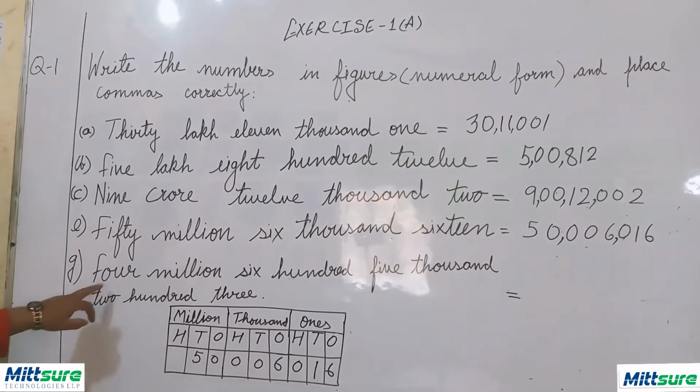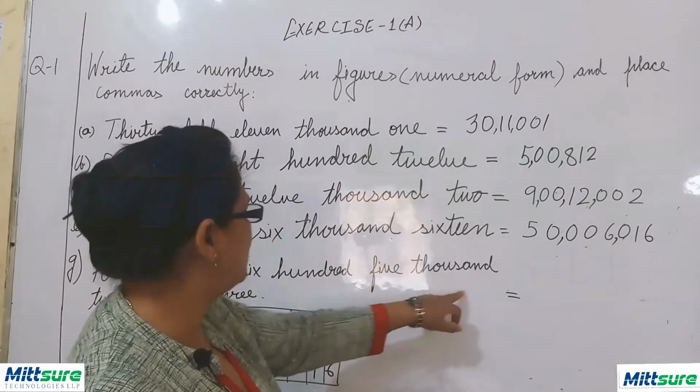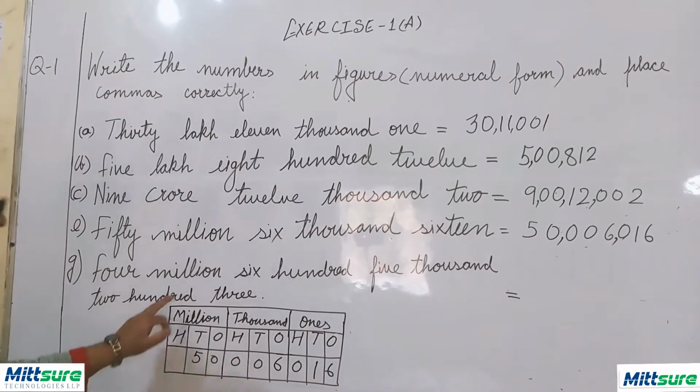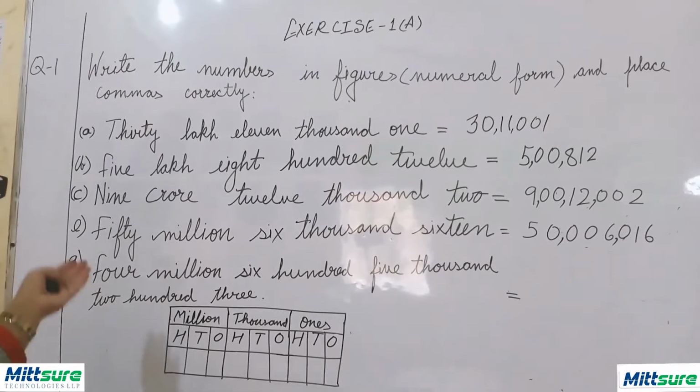Next is 4,605,203. Now we will place the numbers.